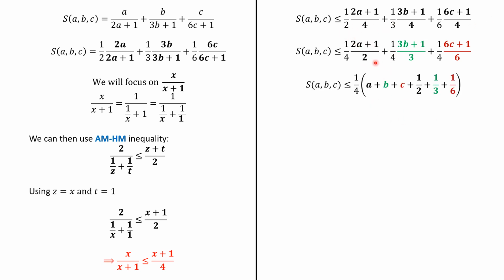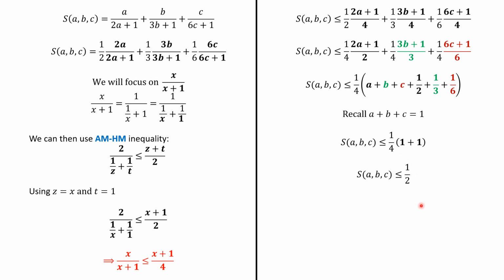In bold, we have a here and 1/2. In green, we have b here and 1/3. In red, we have c here and 1/6. We recall that a + b + c = 1. So this inequality becomes this, because a + b + c is 1, and these fractions sum up to 1. And therefore, S(a,b,c) ≤ 1/2.